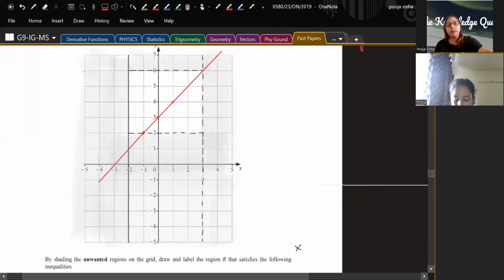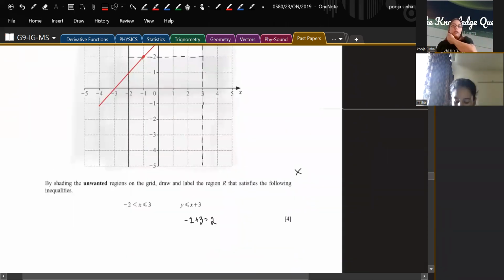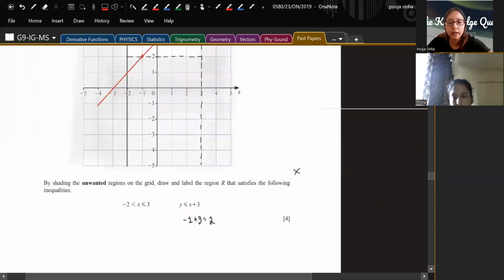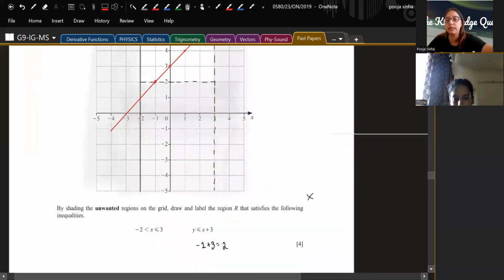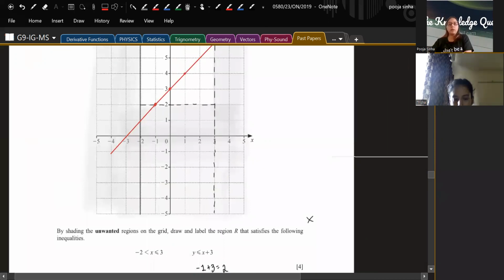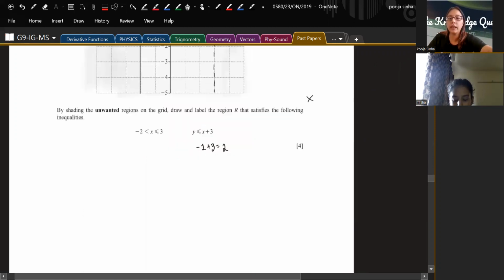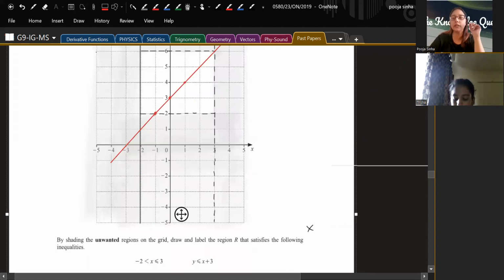Clearly, perfect line. Now listen carefully, Trisha, this is the main concept, whatever I'm telling you. Then it says y is less than x plus 3. Equal to we have already got. This is the line when y is equal to x plus 3. But I want a region where y is less than x plus 3. So what is the trick?